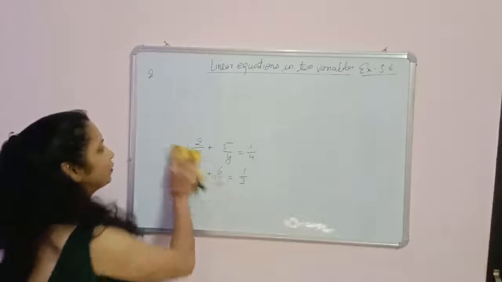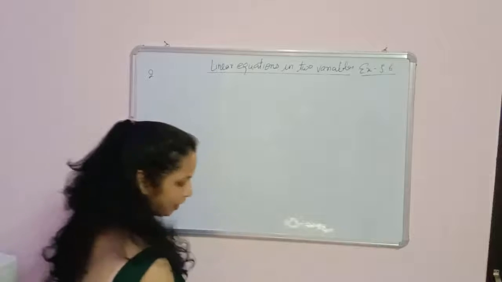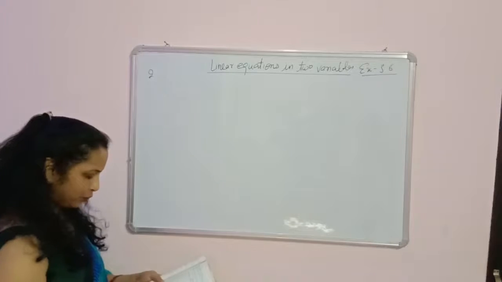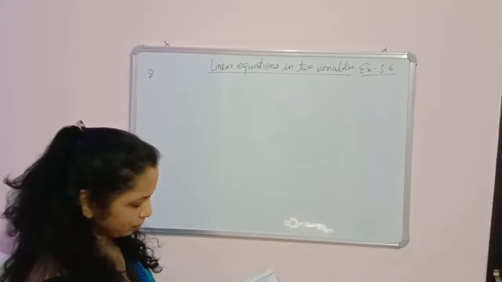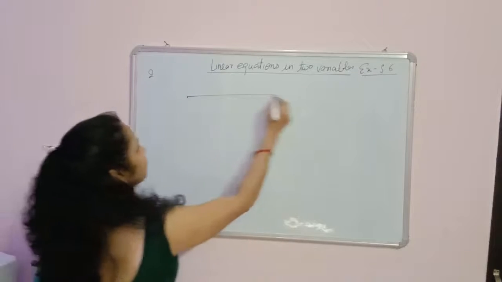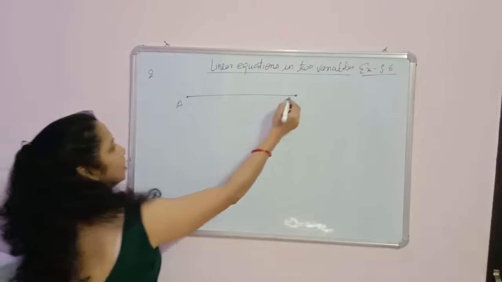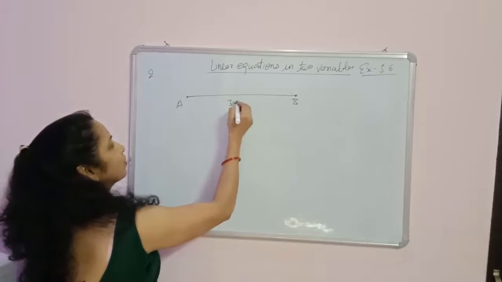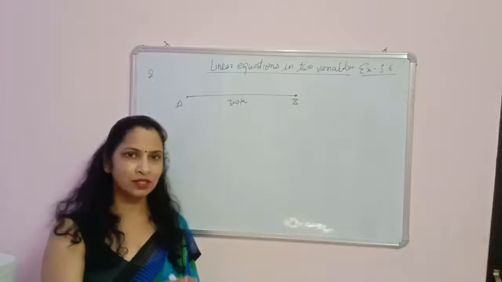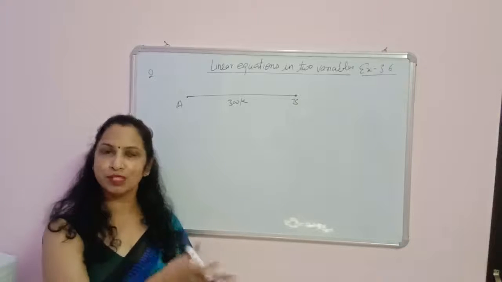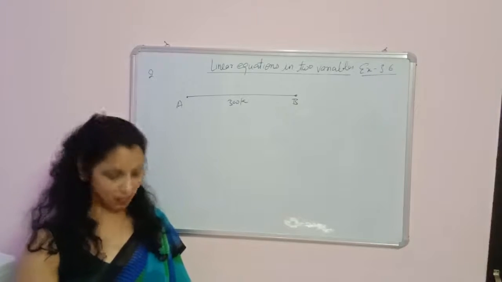Now I am going to explain you the last question of this exercise. Ruhi travels 300 km to her home partially by train and partially by bus. So suppose this is the distance of 300 km and Ruhi has to move this distance partially by train, some distance from train and some distance from the remaining distance from the bus.